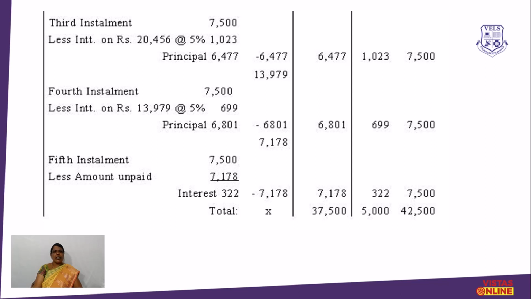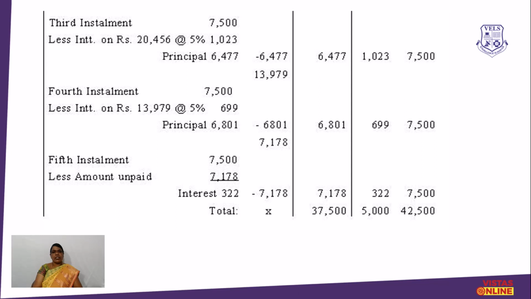Then we'll move to the fifth installment. The fifth installment is also 7,500, but the previous balance is 7,178. We are going to close this installment, the fifth installment. So there is no need to calculate the 5% from this balance amount, but we will subtract that 7,178, the opening balance, from this total installment amount 7,500. 7,500 minus 7,178. We will get the balance 322. That 322 is the interest amount.